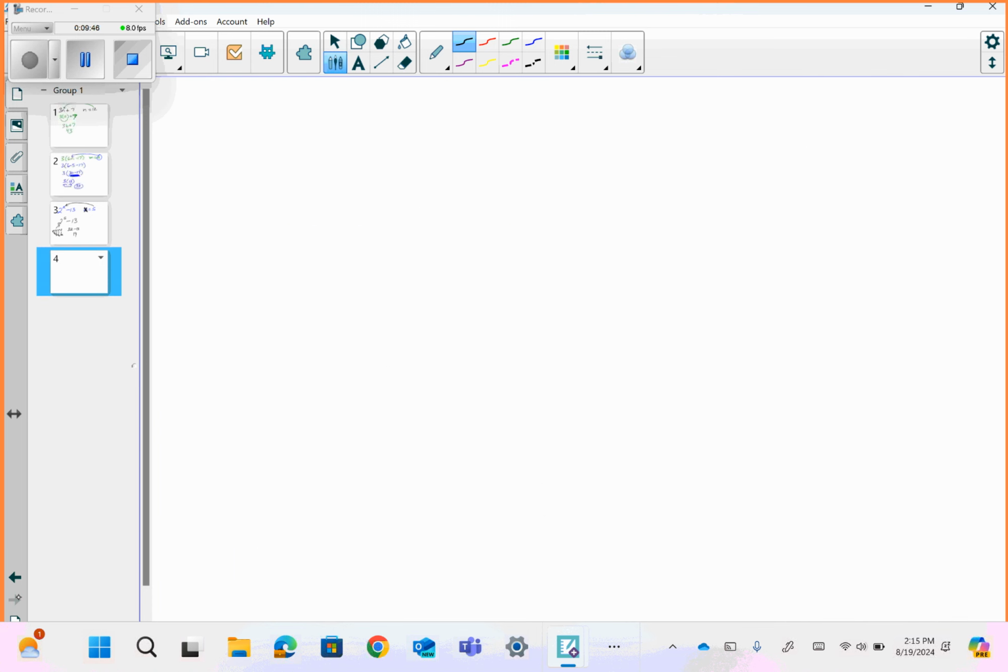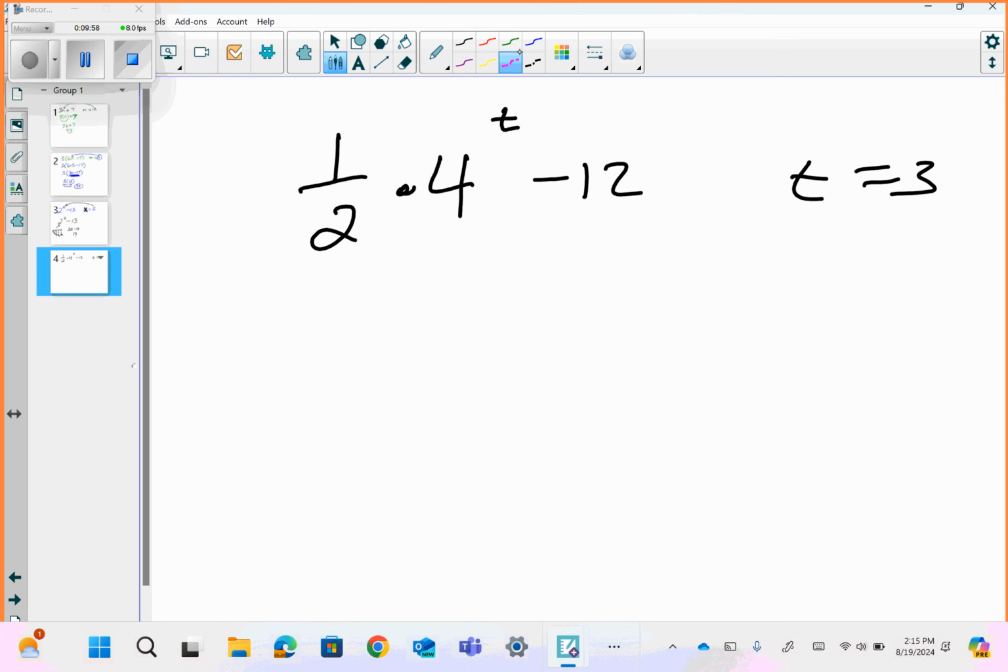All right. Number 5, it looks like I got 1/2, and then I got 4, and that 4 is raised to the t, minus 12. And then they tell us t equals 3. Your words, help me. Yeah, that's going to go there. Okay. I got to go slow because I'm not too sharp at this. So this is going to be 4 raised to the third minus 12. Is that okay?